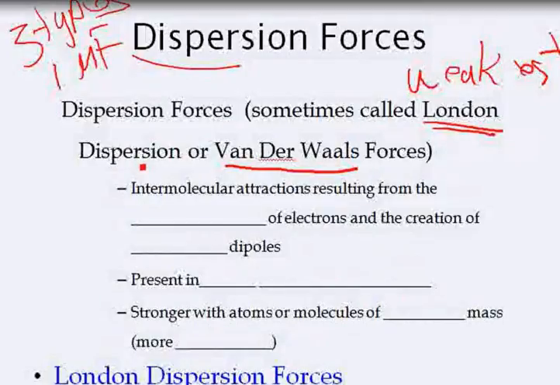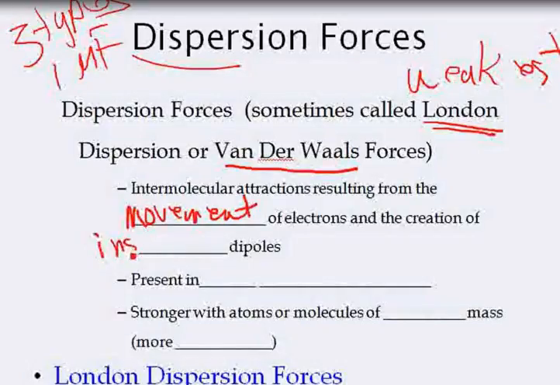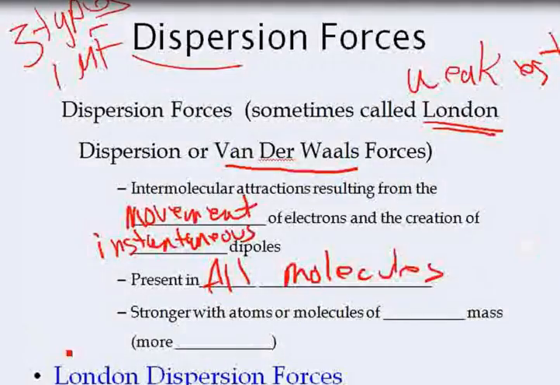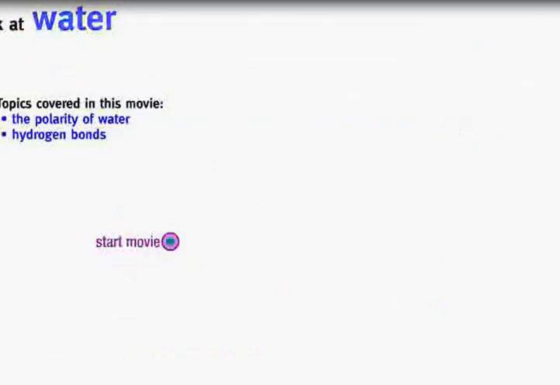And these are intermolecular attractions resulting from the movement of electrons, these notes are in your packet, in the creation of temporary or instantaneous dipoles. And dispersion forces are present in all molecules, whether they are polar or nonpolar. And they are stronger with atoms or molecules of greater mass, and that is because they have more electrons. So let's take a look at London dispersion forces.